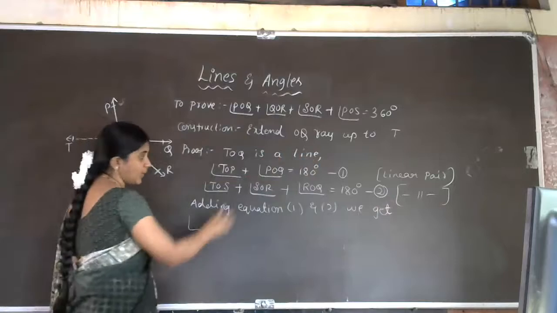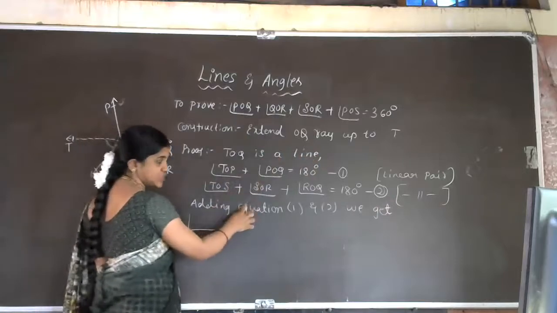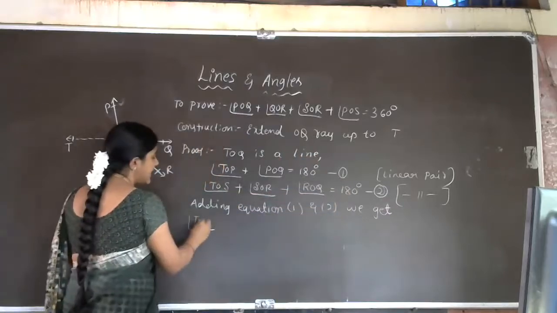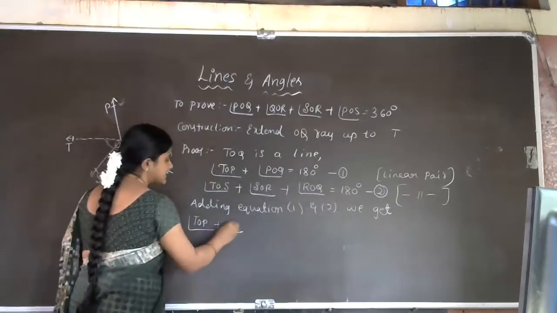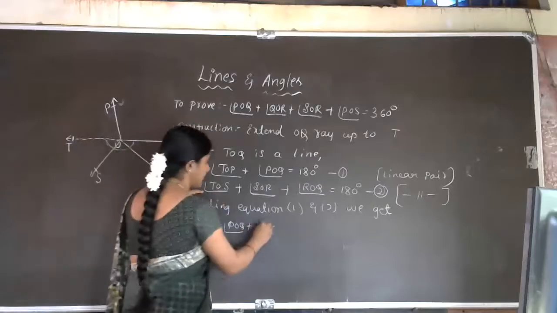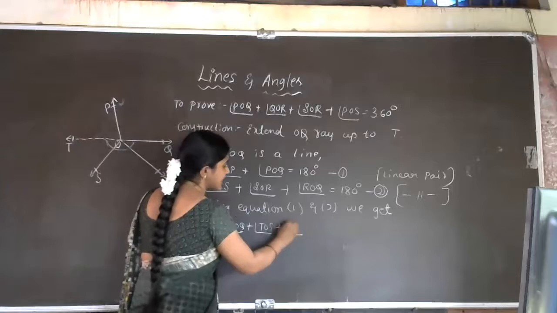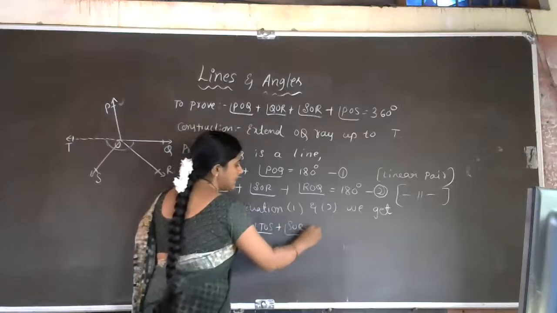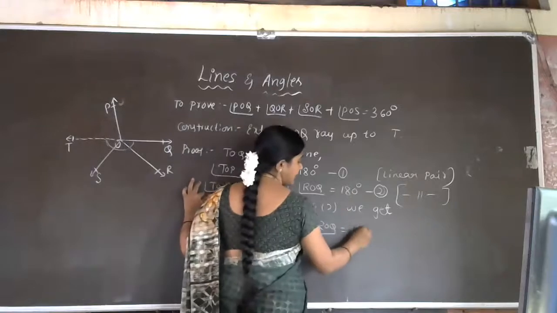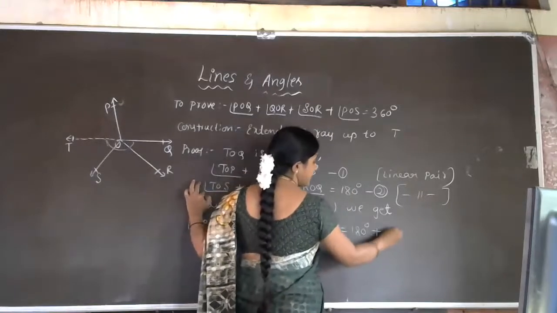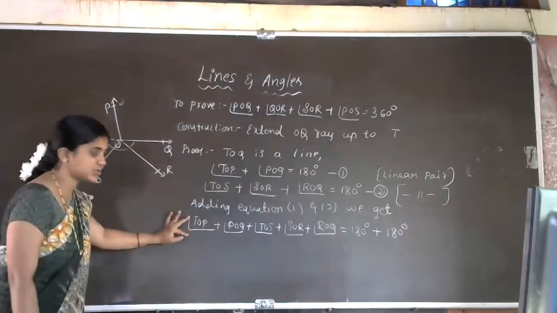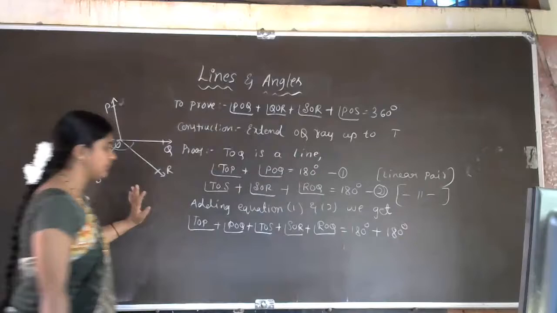So how to add the equation? LHS plus LHS is equal to RHS plus RHS. In the LHS part, angle TOP plus angle POQ plus, from the second equation, angle TOS plus angle SOR plus angle ROQ is equal to 180 degree in the first equation plus 180 degree in the second equation. Got the idea of this step, students? Yes. Now what we have to do?